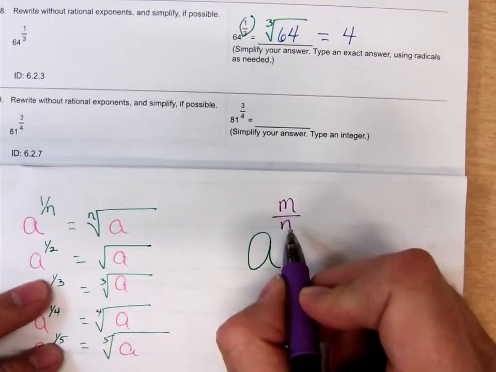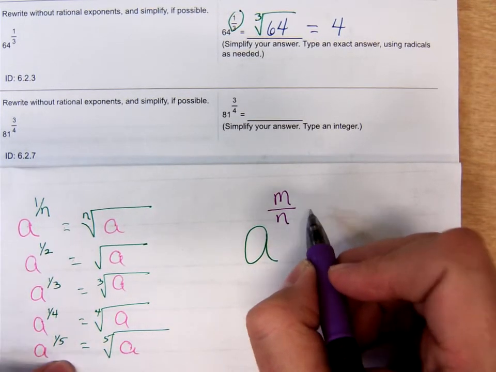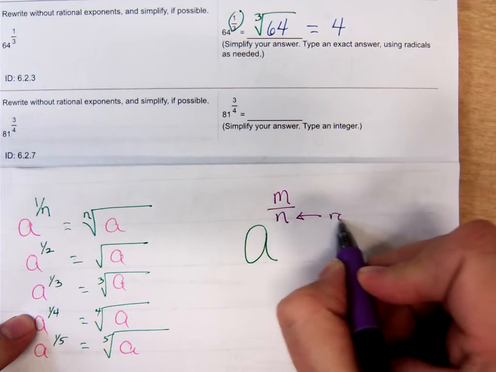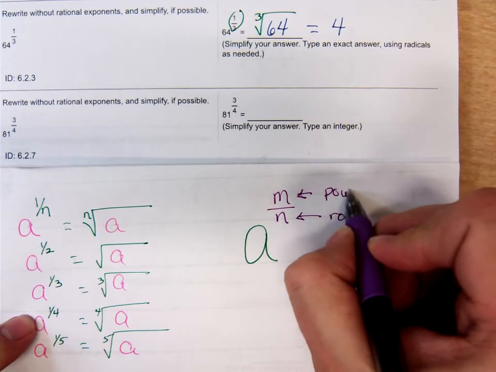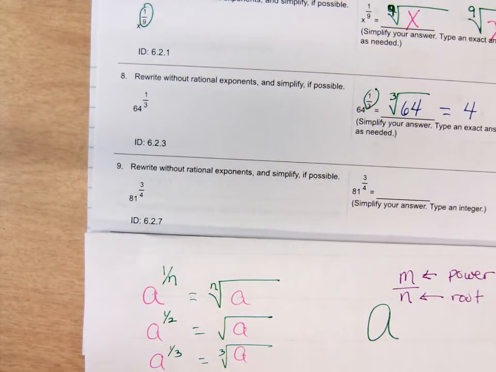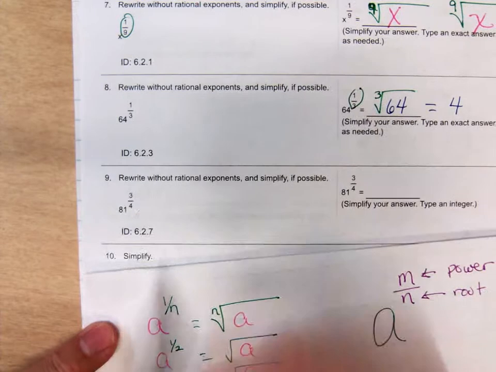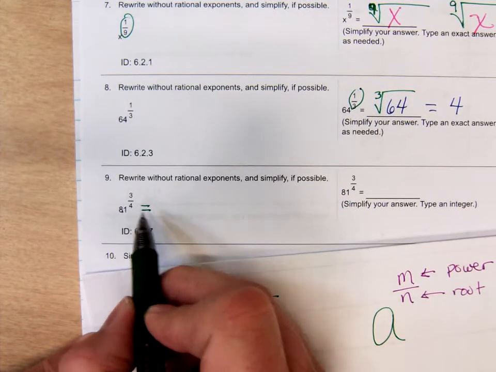That bottom number we already know is the root. Square root, cube root, fourth root. That's the root. The top number will be a power. So on problem number 9, let me show y'all how I'll do that. It's 81 to the 3/4 power.